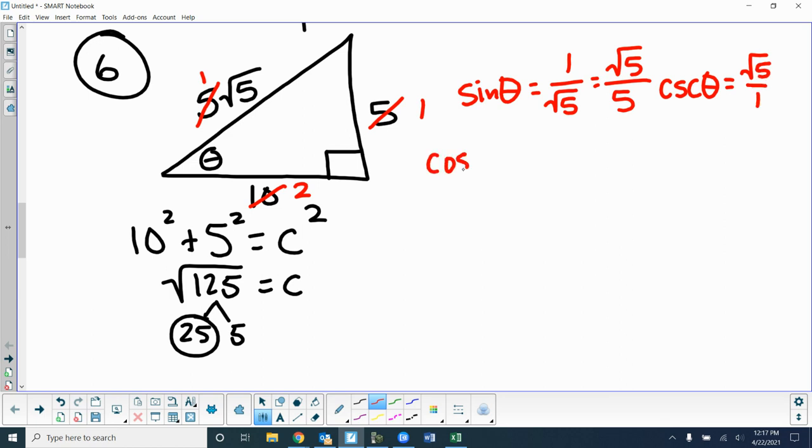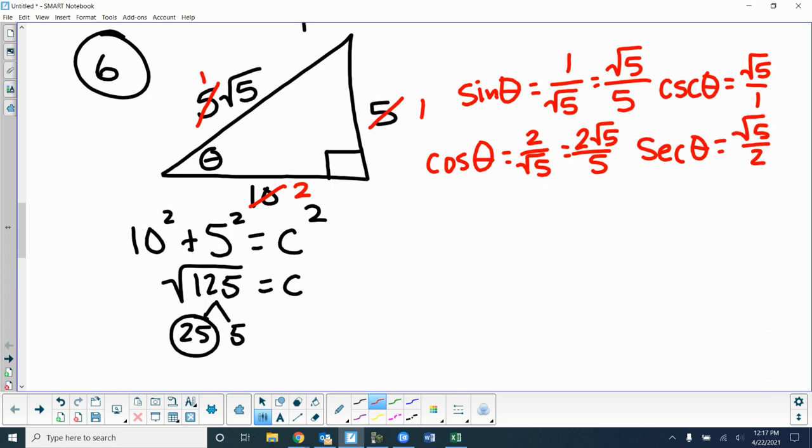Cosine? Adjacent 2 over hypotenuse. Rationalize it. 2 radical 5 over 5. Secant is its reciprocal. Radical 5 over 2. Tangent. Opposite 1 over adjacent 2. Cotangent.